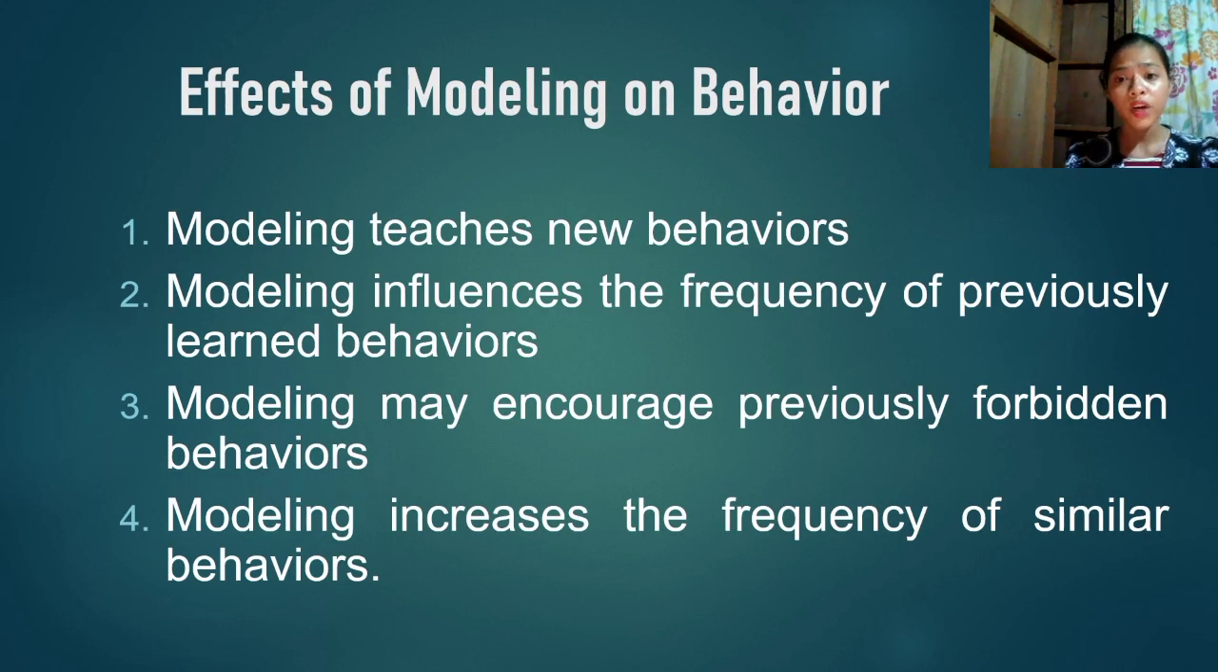So let's proceed to the effects of modeling on behavior. Modeling teaches new behaviors. Of course, it teaches new behaviors. Number two, modeling influences the frequency of previously learned behaviors. Number three, it may encourage previously forbidden behaviors. And number four, modeling increases the frequency of similar behaviors. For example, a student might see a friend excel in basketball and he tries to excel in football because he is not tall enough for basketball. So it increases the frequency of similar behaviors. These are the effects of modeling on behavior.